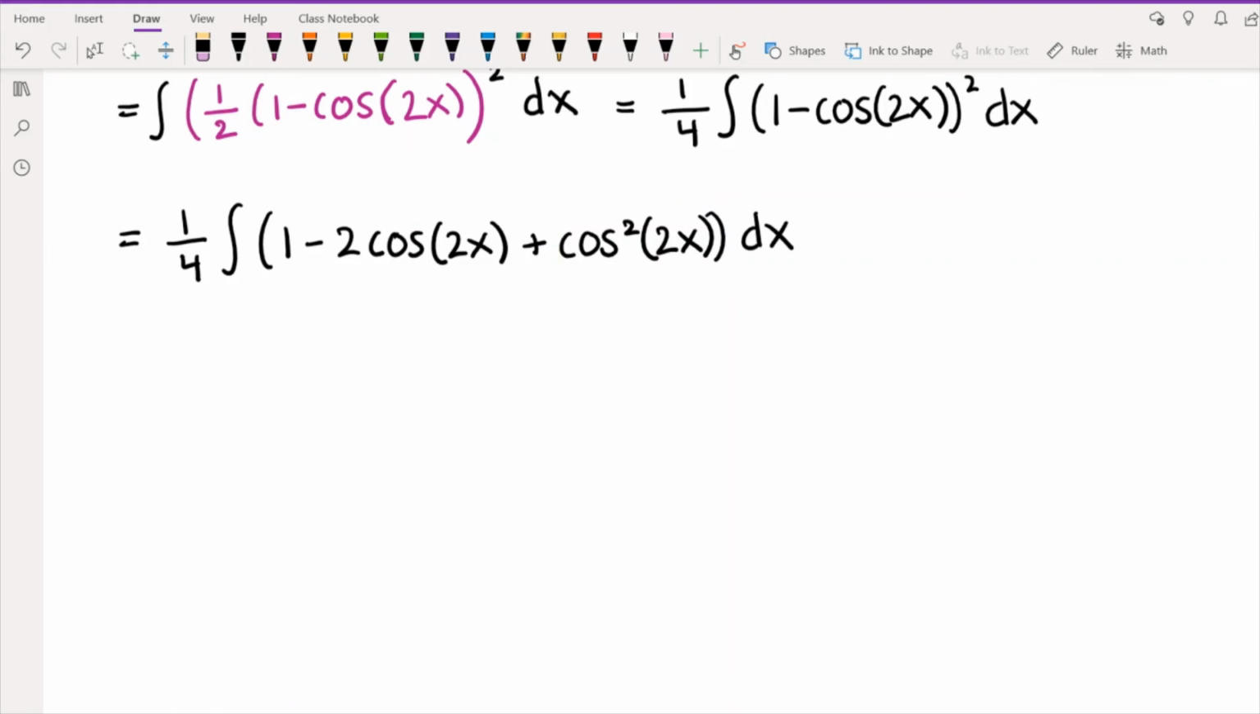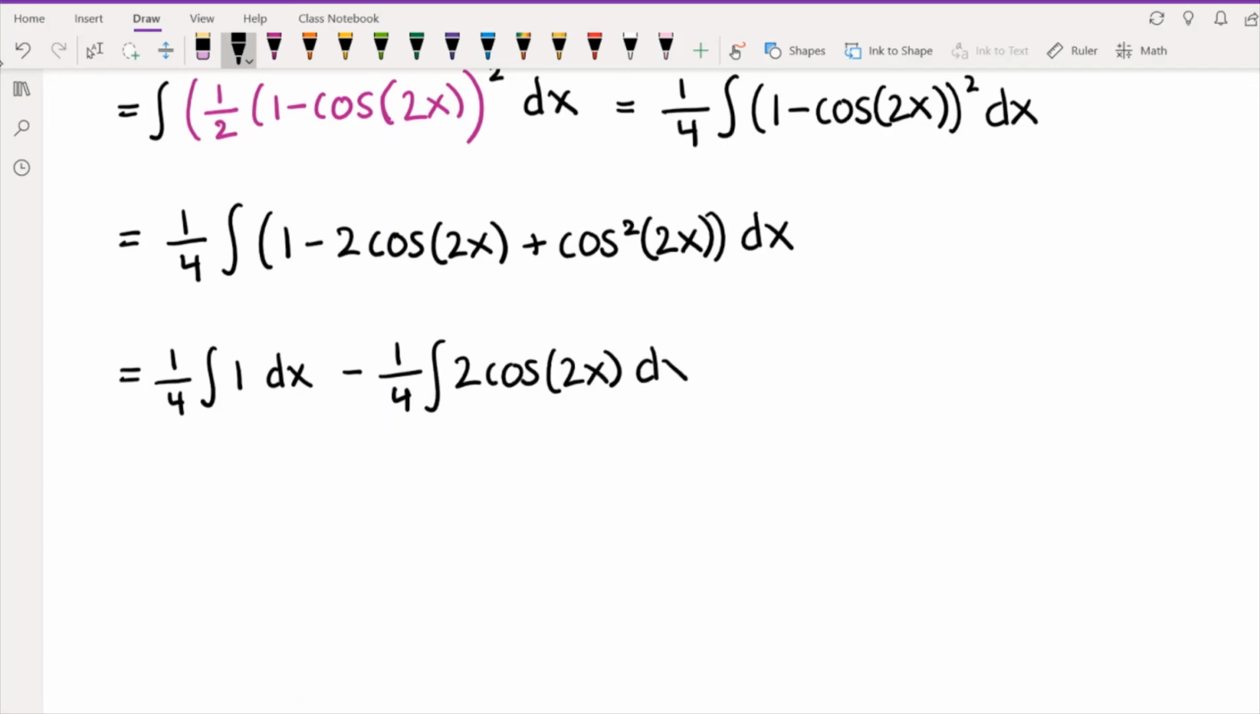Or even on this problem, right? We're going to use that same identity that will allow us to take this cosine squared and get rid of the square. And then for the rest of it, we can split it up, right? So we can rewrite this as 1/4 times the integral of 1 dx minus 1/4 times the integral of 2 times cosine of 2x dx. And then now we have plus 1/4 times the integral of cosine squared of 2x dx.